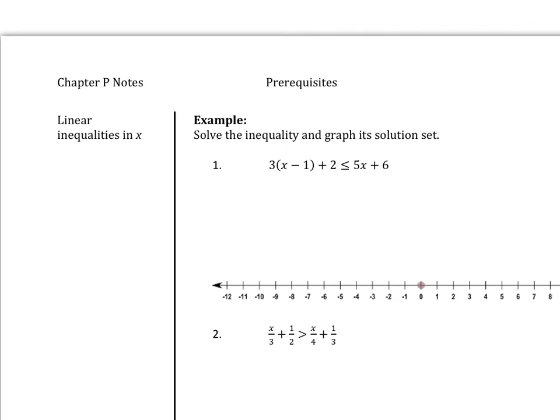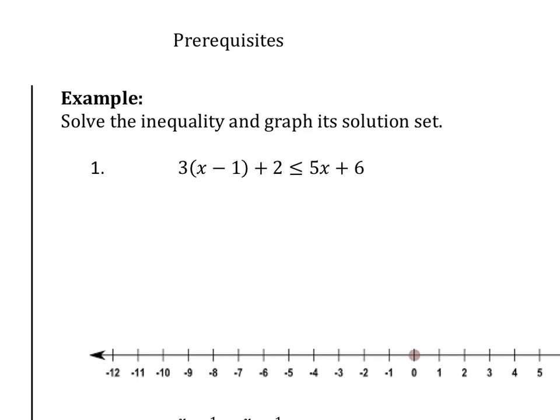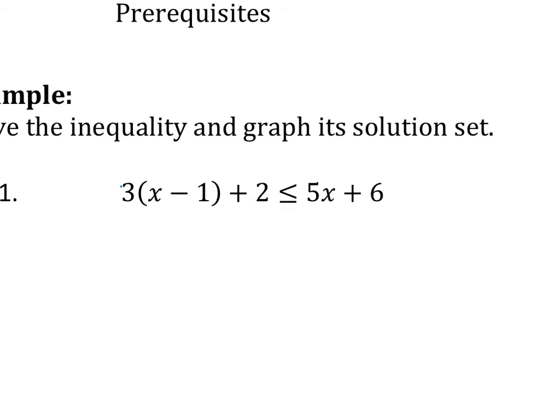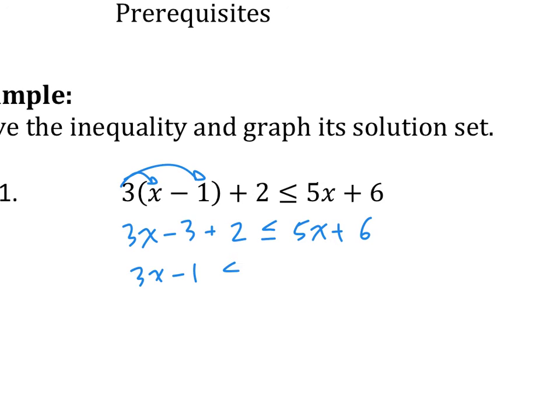Now let's talk about linear inequality. So same idea, very easy stuff. I'm just going to solve it with you for the first one, and let's practice again writing in interval notation. So for this one, we want to distribute the 3. So 3x minus 3 plus 2 less than or equal to 5x plus 6. Combine like terms: 3x minus 1 less than or equal to 5x plus 6.